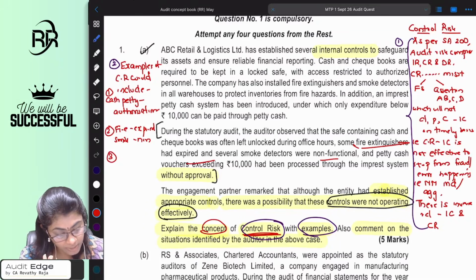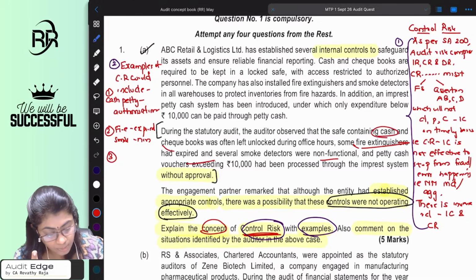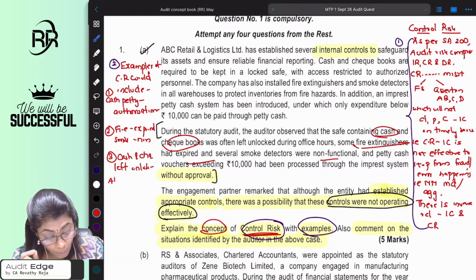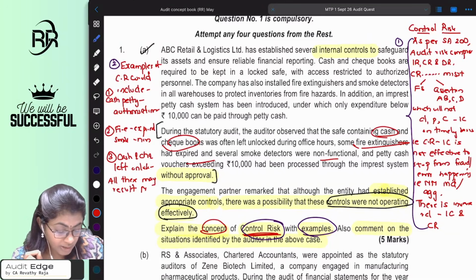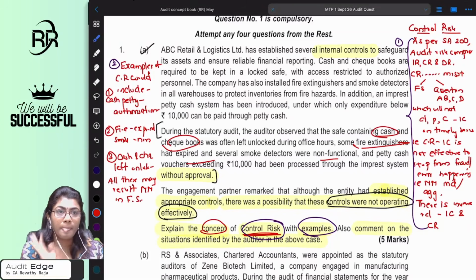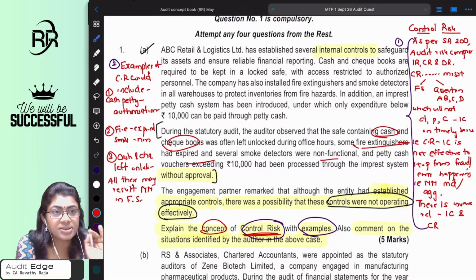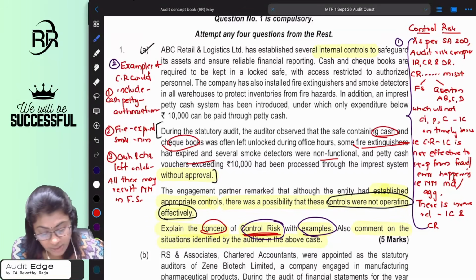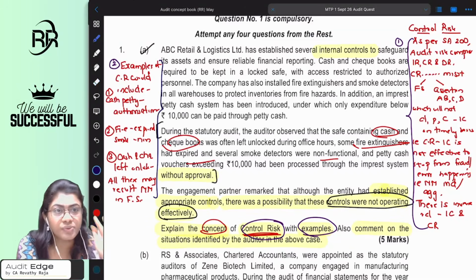Third, with respect to the cash and checkbook left unlocked, then you have to add all these may result in material misstatement in financial statements. So that should be the second part of the answer, which is the examples. Okay, you wrote about the examples of the control risk.